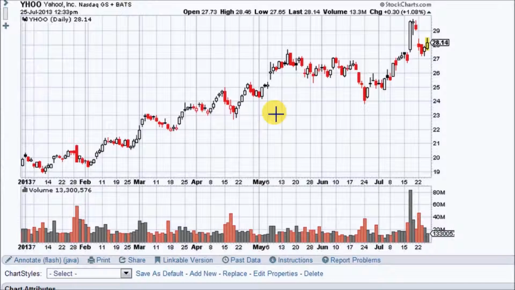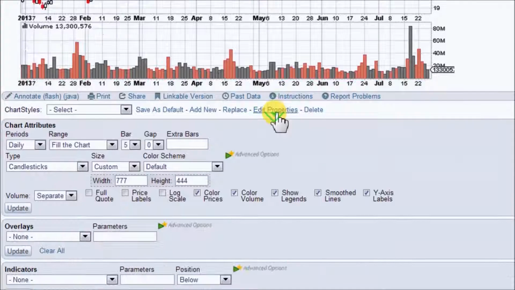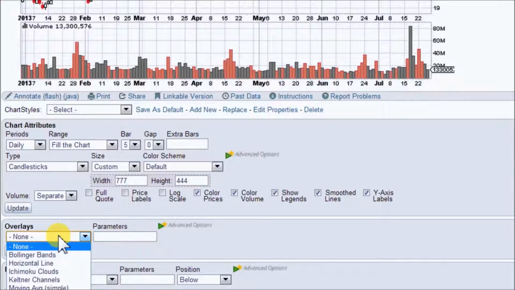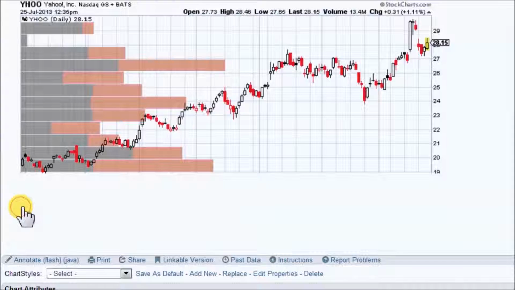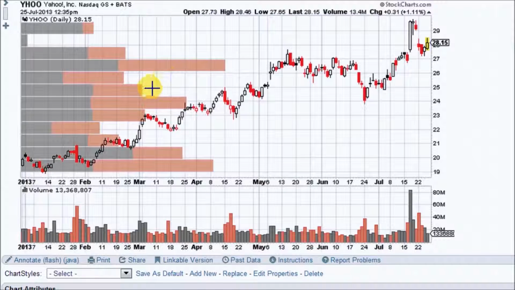So let's go ahead and load up this overlay. Scroll down here to the bottom in the chart attributes area, click on the overlay box, and select volume by price, then click update. And here is the volume by price overlay on this stock chart for Yahoo.